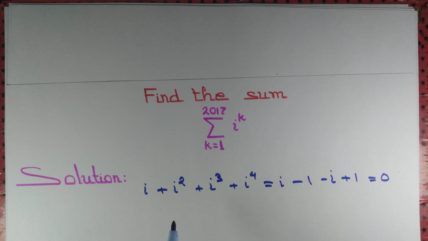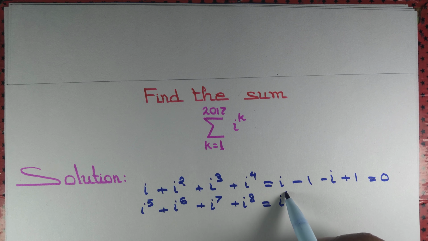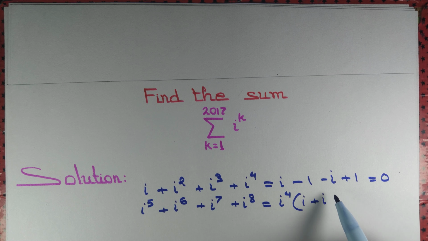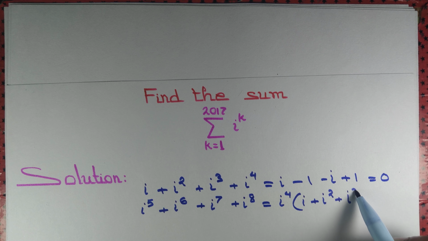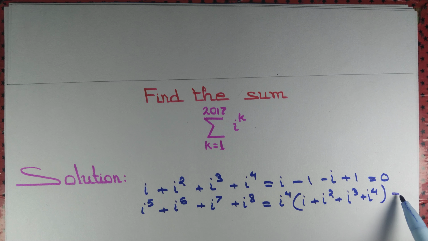to 0. What about i to the power 5 plus i to the power 6 plus i to the power 7 plus i to the power 8? We can take i to the power 4 common, and we'll be left with i plus i square plus i cube plus i to the power 4. As you have seen, i plus i square plus i cube plus i to the power 4 is equal to 0, so this product must be equal to 0.